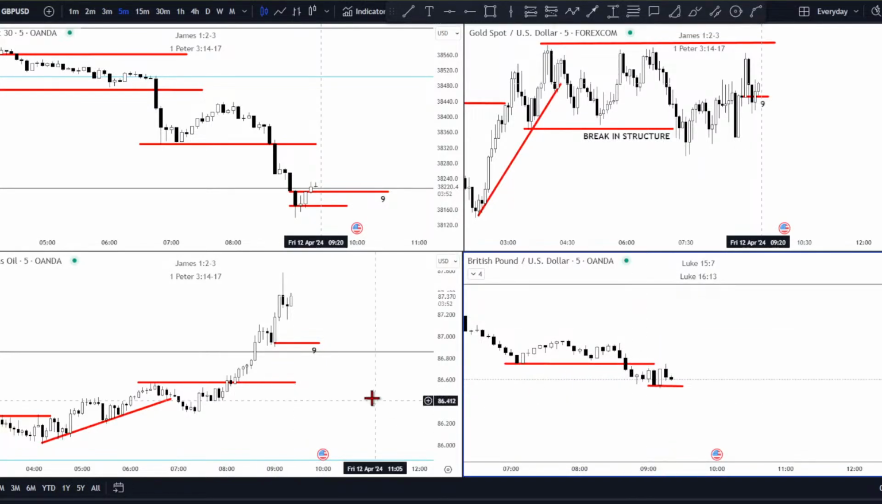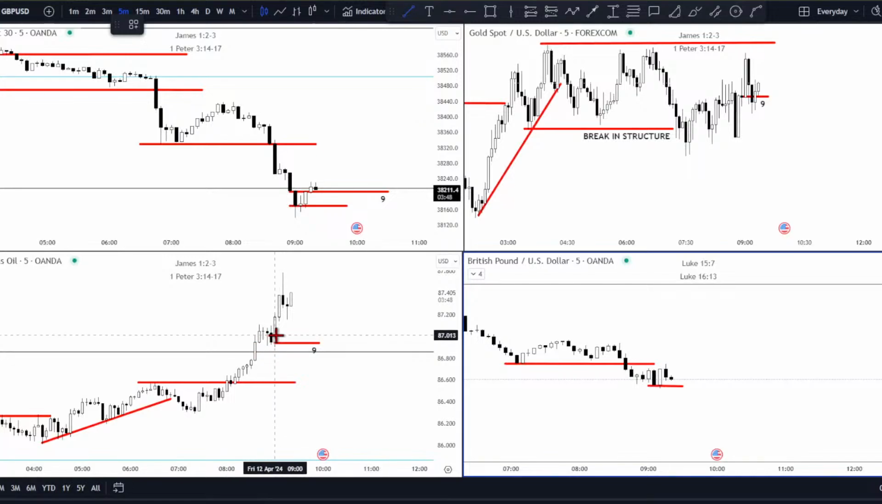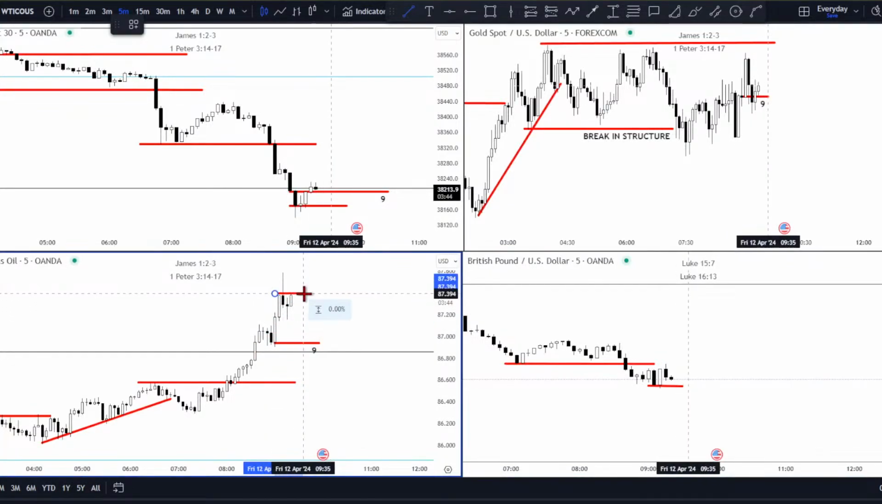Okay, so oil now made another run. Big pin hammer to the high at the high of the day. I'm going to put that line there. Let's see how, coming into 9:30, they react at that level.